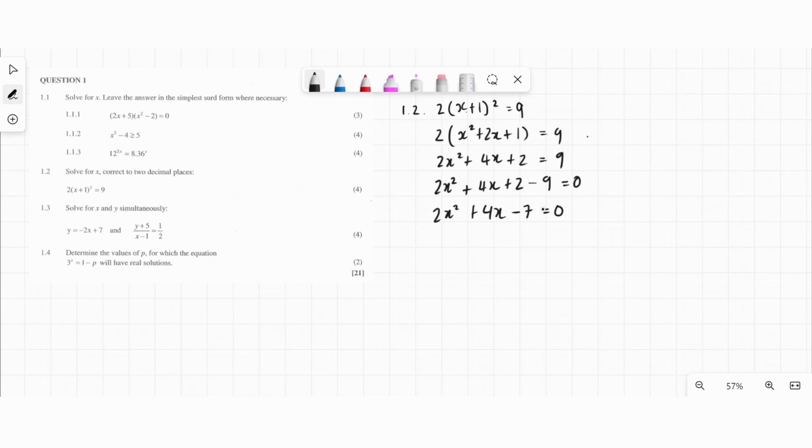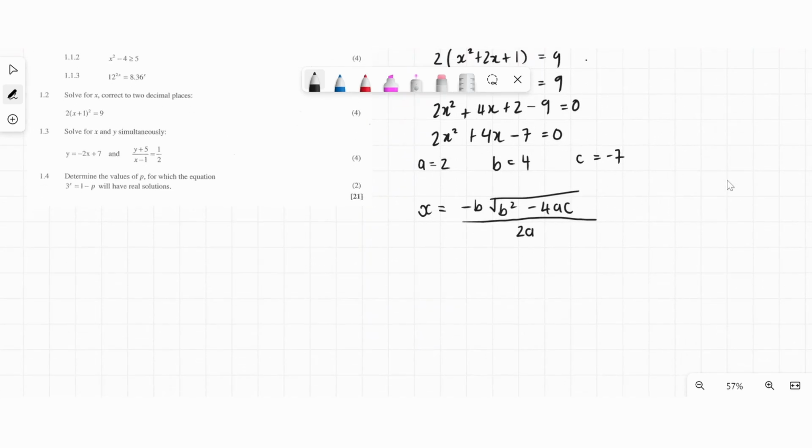Then we need to find our a, b, and c, because you're using the quadratic formula. So a is equal to 2, b is equal to positive 4, and c is equal to negative 7. Write the quadratic formula, so it's going to be x is equal to, right. Then we're going to substitute our a, b, and c, so let's do that. This is plus or minus. I forgot the plus or minus.